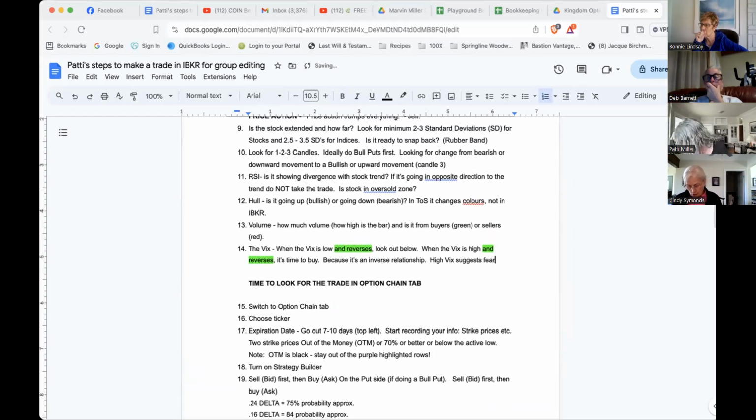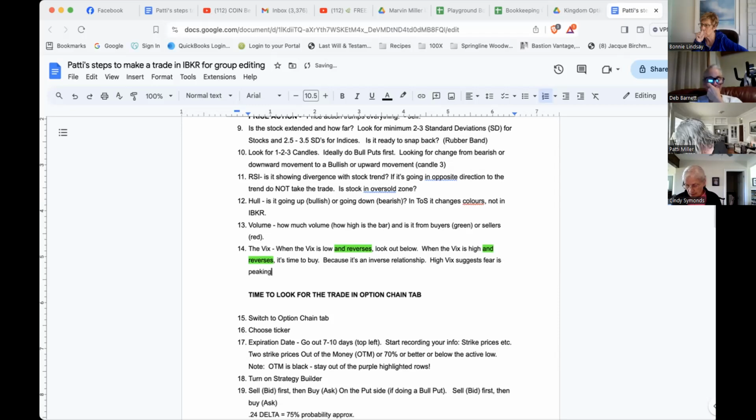When the VIX is low, conversely, a low VIX can indicate complacency in the market. This could suggest that the market is overvalued and a correction might be on the horizon. So the saying, look out below, implies that investors should be cautious as a market downturn might be coming.